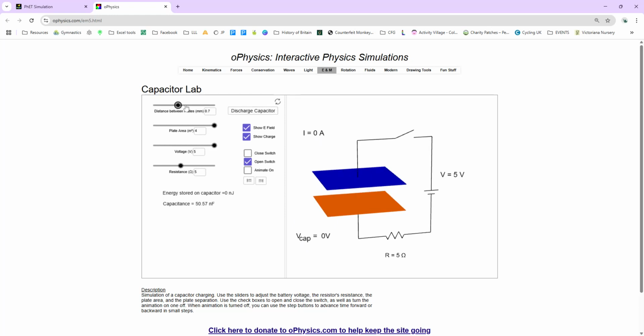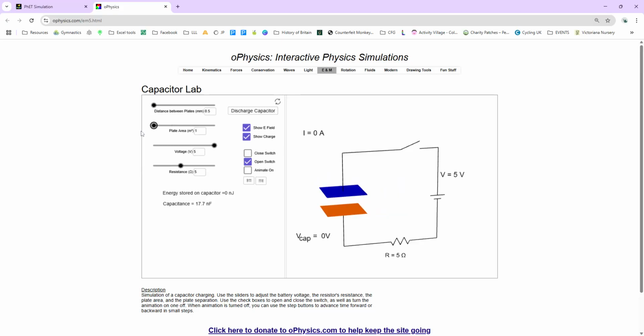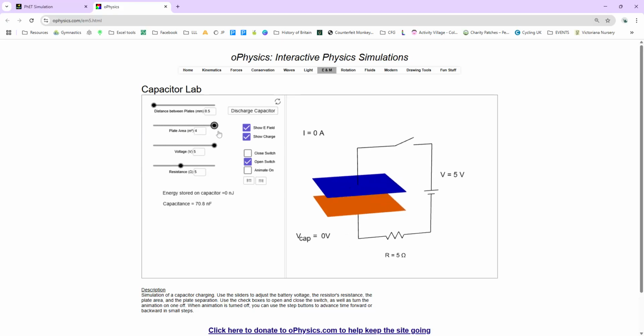We can change the distance between the plates and the area of the plates. And as it's set up here with the largest area and the smallest distance, this capacitance is at its maximum for this simulation.